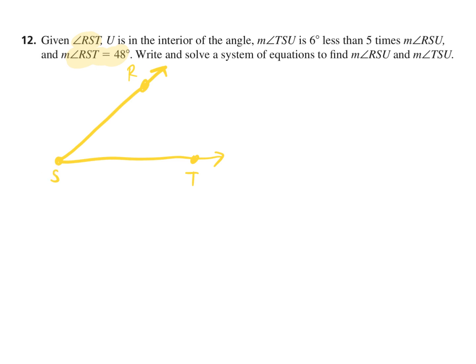And when we refer to the measure, we're referring to this area being swept out like a rotating windshield wiper. It's rotating to the left, sweeping out this space, the interior of the angle. So that's angle RST, and its measure is 48 degrees. Next, U is in the interior, so let's place a point U somewhere here in the interior.